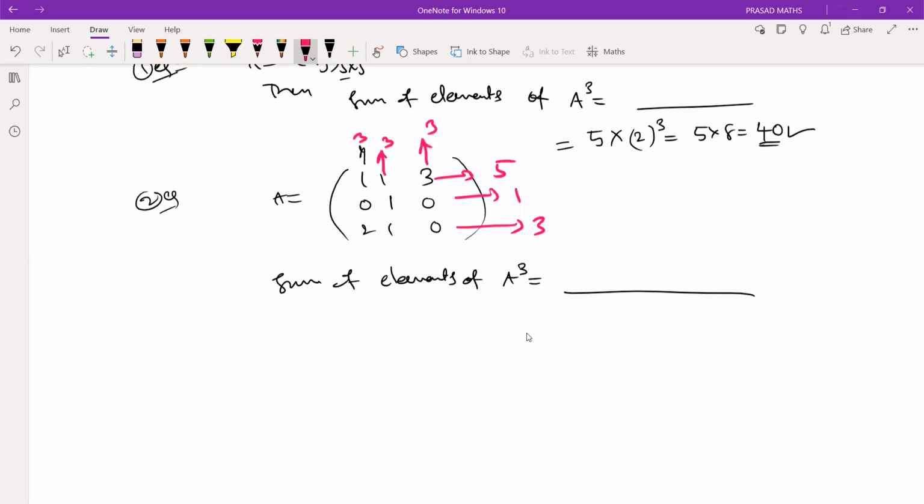So the sum of elements of each column of A is 3. Therefore, what is the sum of elements of A cube? Number of rows, this is a 3 by 3 matrix, number of rows into 3 power 3. That is 27 into 3, 81. So what is the formula? Same formula. What is the notice for column?